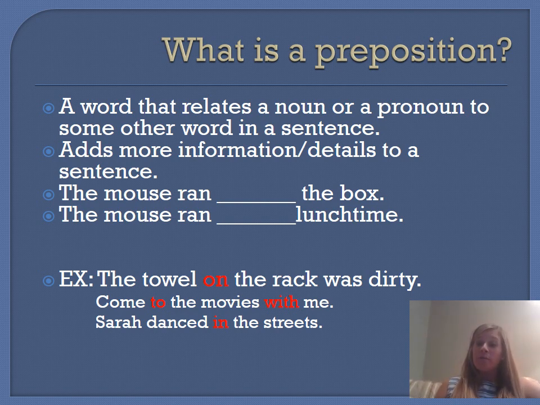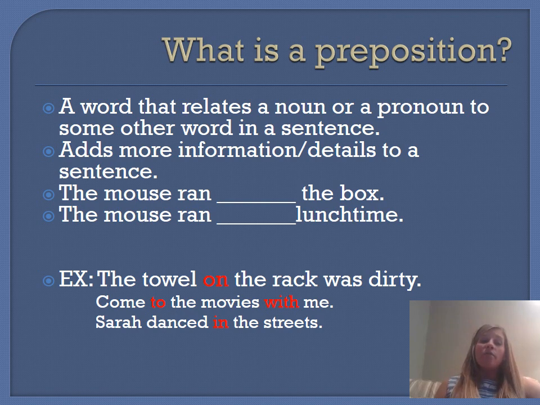The first sentence we want you to memorize, and you should go ahead and write this down, is the mouse ran blank the box. Any word that fits in that blank is going to be considered a preposition, and it's probably going to tell you where. Go ahead and write where next to that sentence. It's going to give you information about location. The other sentence we want you to memorize is the mouse ran blank lunchtime. Now this sentence is going to give you information about when. So again, any word that fits in one of those blanks is going to be considered a preposition.